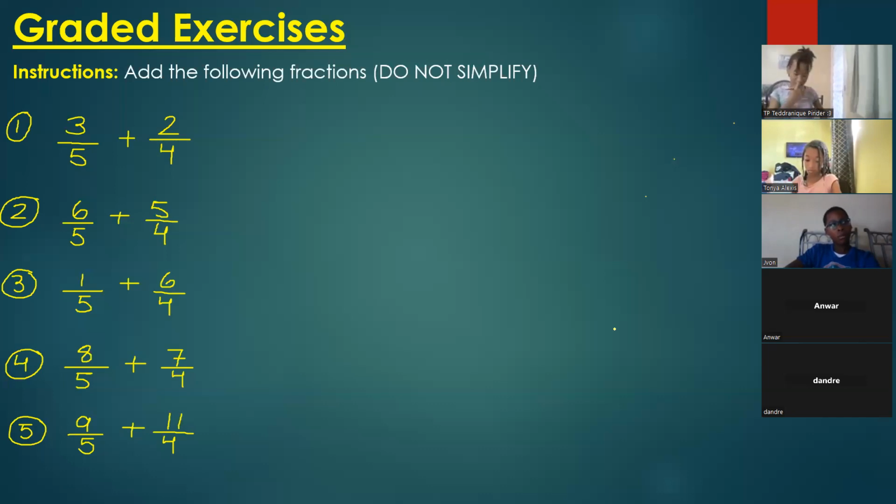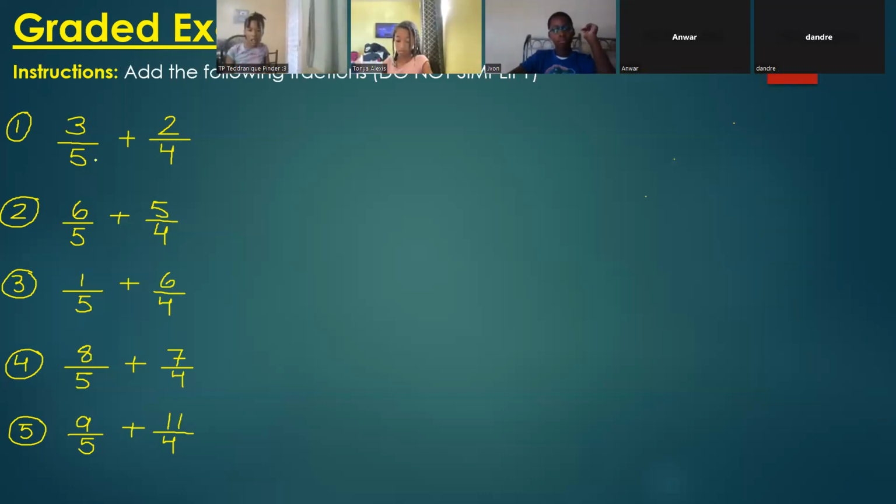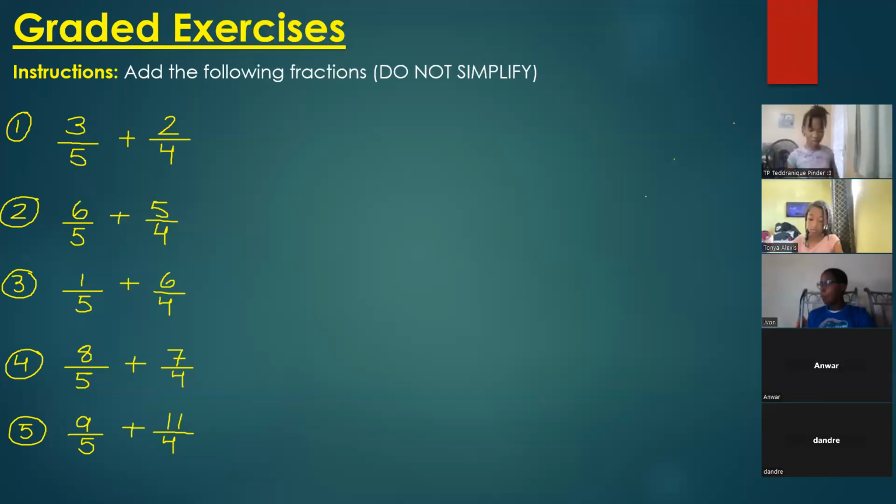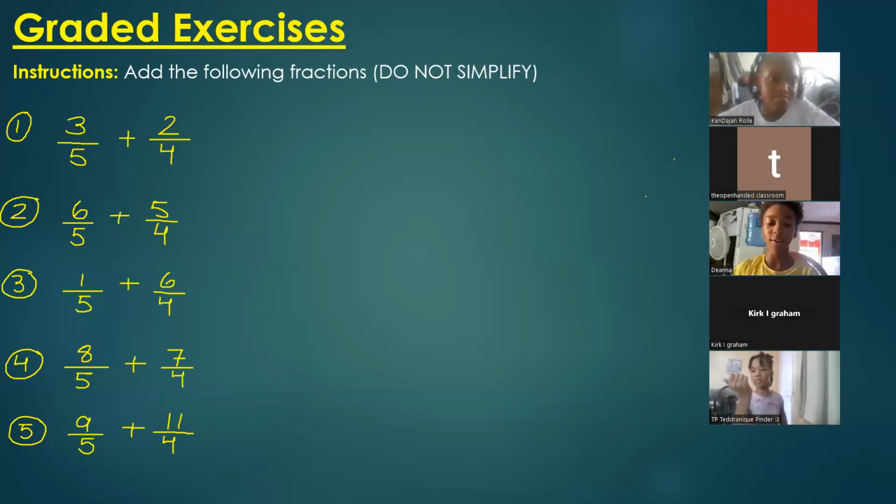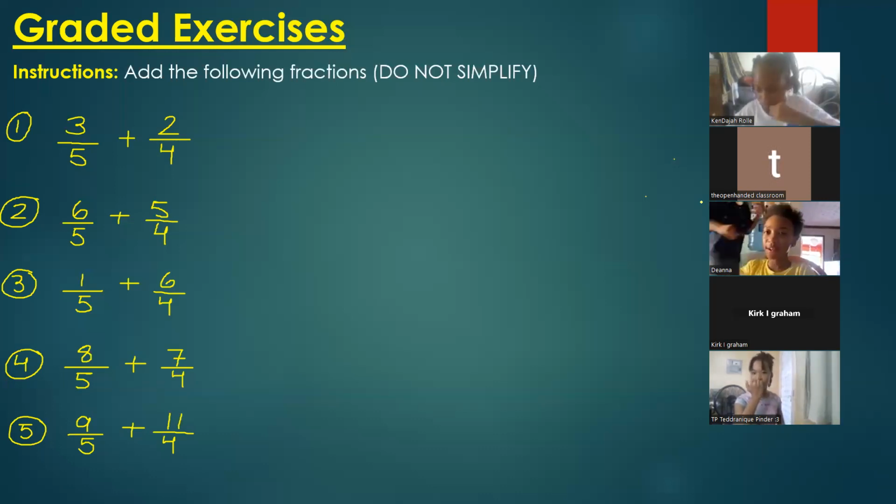All right, so Diana, help me with number 1, please. So first we want to find the LCM of 5 and 4, aka the lowest common factor. Not factor. The lowest common number. No, it starts with M. The lowest common what? Multiple. Multiple of 5 and 4. So the lowest common multiple of 5 and 4 is 20.